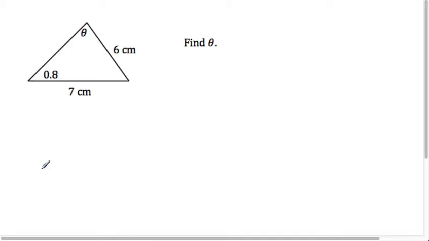In the next example, we are given a non-right angle triangle. There is no right angle here, and we are asked to find theta. And 0.8 is the measure of this angle here. It is not a sandwiched angle, so in this case we are going to use sine rule. Since we are looking for theta, we are going to set up sine on top. Sine theta over 7, the opposite side, is equal to sine 0.8, which is in radian, over 6, its opposite side.